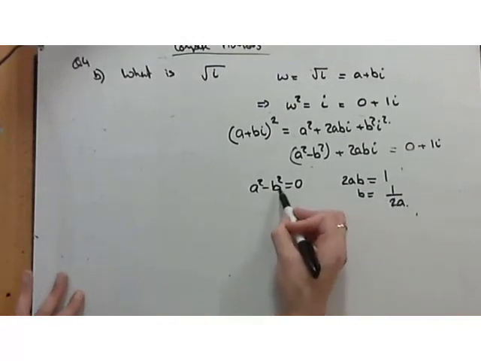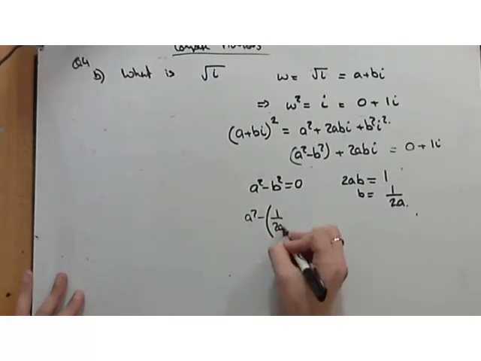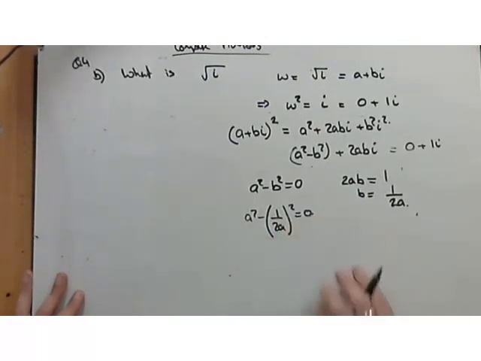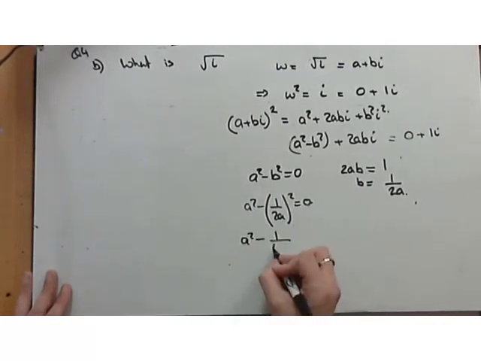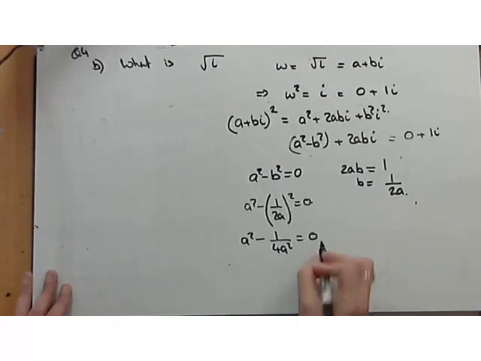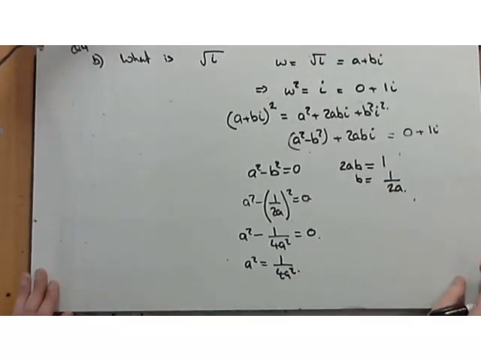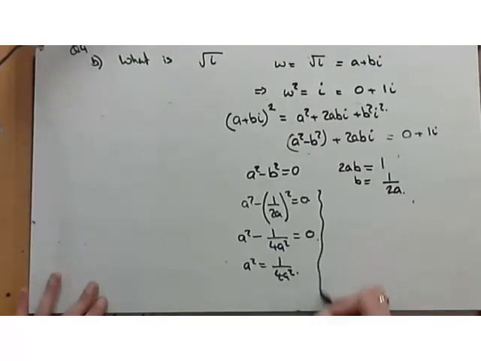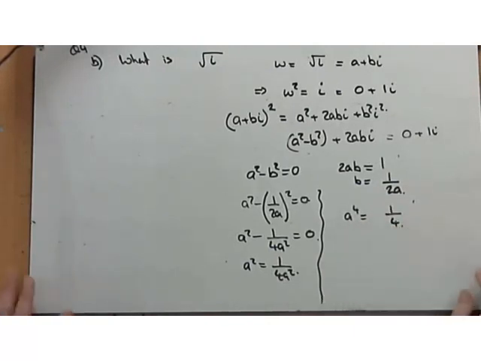We're going to sub this b in over here. So this is a squared minus (1 over 2a) squared is naught. Okay, this means a squared minus 1 over 4a squared is naught. This means that a squared is 1 over 4a squared. Okay, and this means that a to the 4 is 1 over 4.